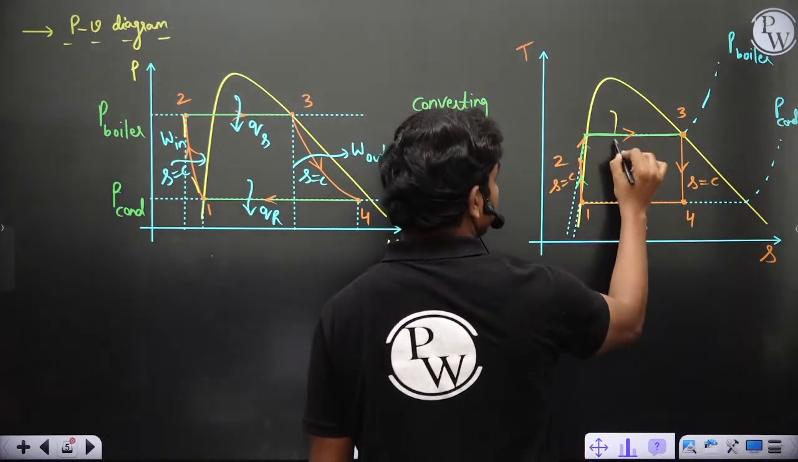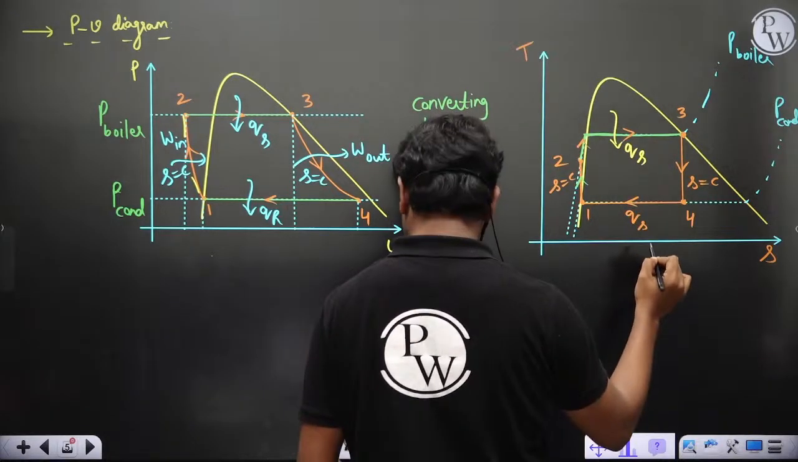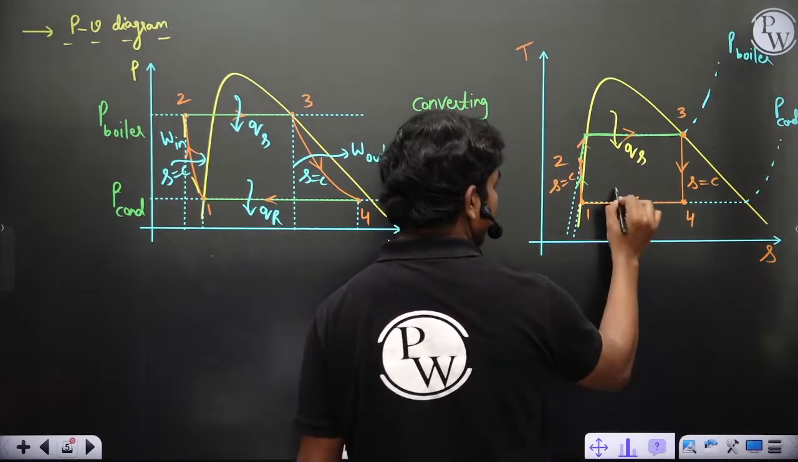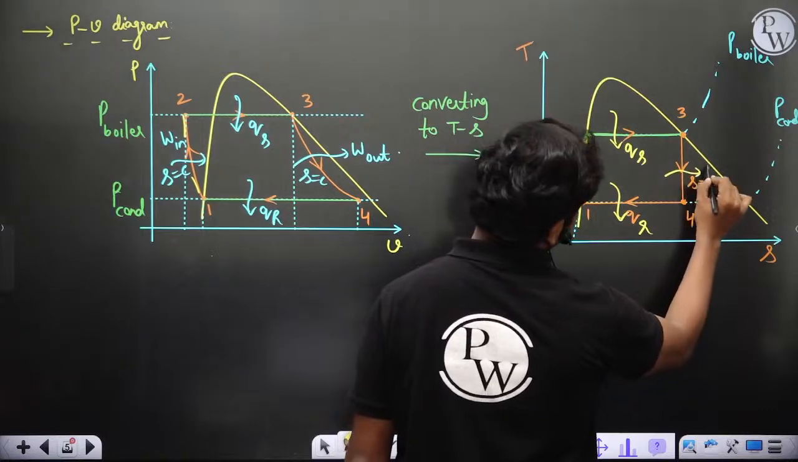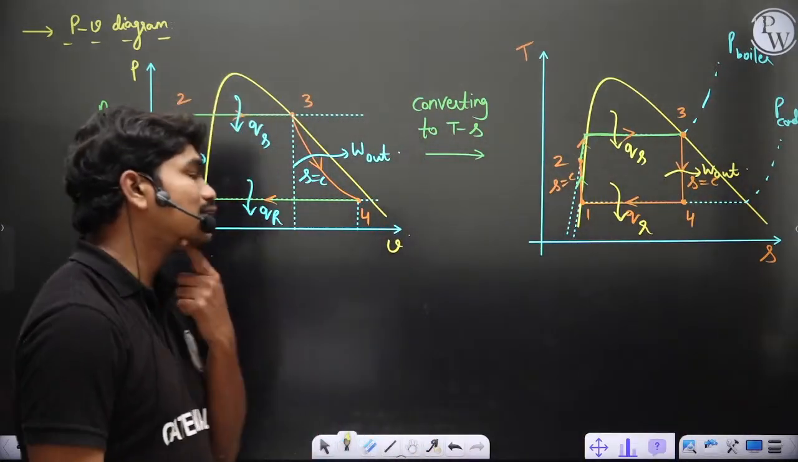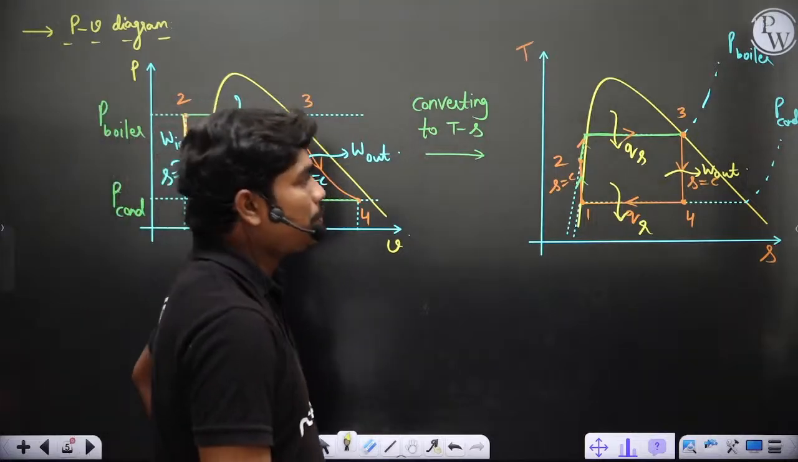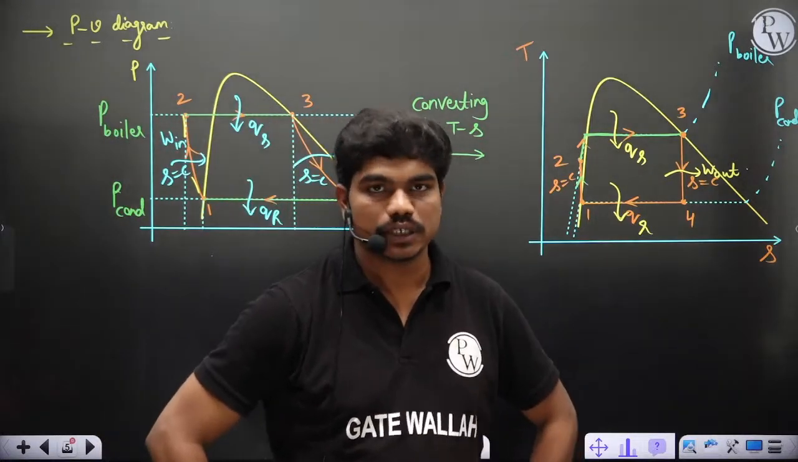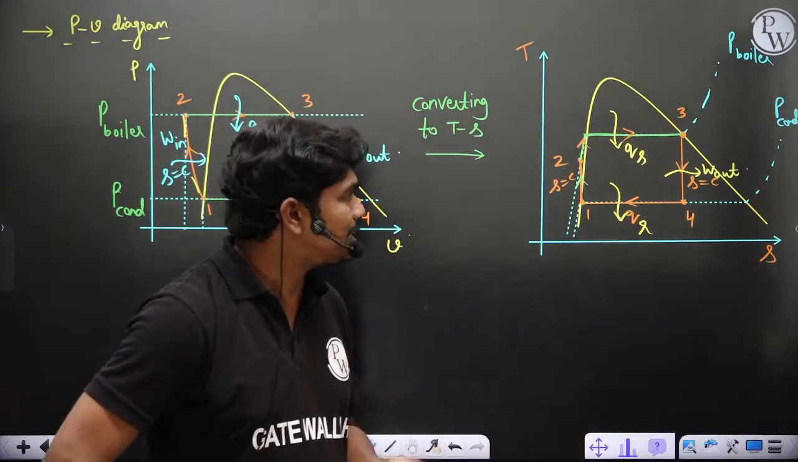There is heat addition in this process, and heat rejection is happening here. So QR, and you are getting work output here. Clear? So this is what you have. So this is W out actually here. Now this is the actual cycle which is proposed by Rankine, but this is a theoretical cycle, and it has certain corrections.